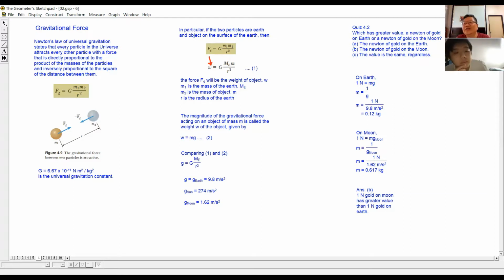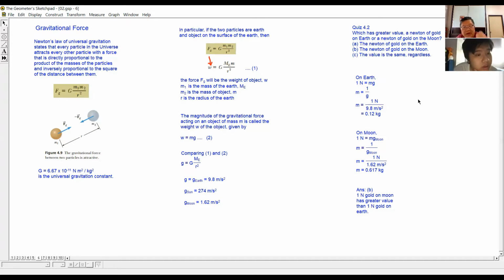So we try the qualitative treatment method first, because that one is sure to be correct. Now, 1 Newton of gold on Earth. You know how they measure the Newton? They use the spring balance, a balance with a spring inside. You hang something at the bottom of the hook, it stretches the spring, and from the reading there, 1 Newton. So that is 1 Newton of gold on the surface of the Earth.